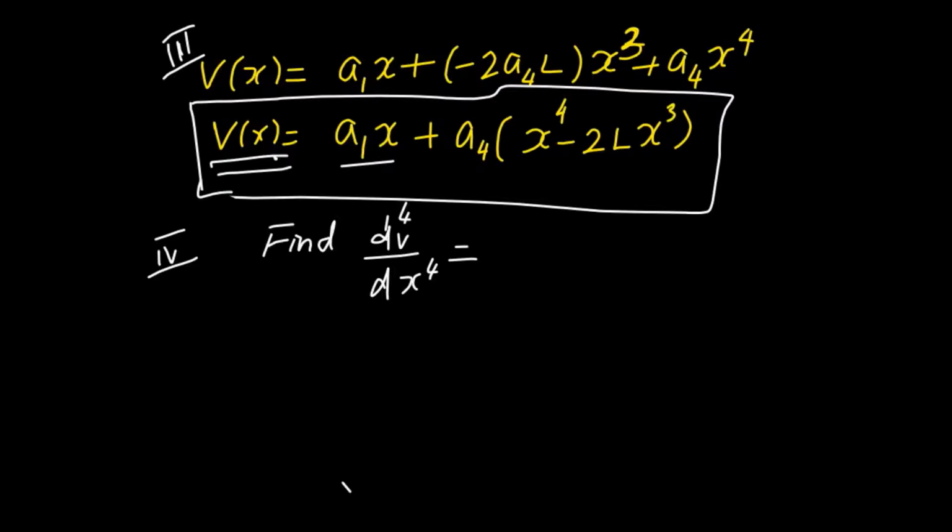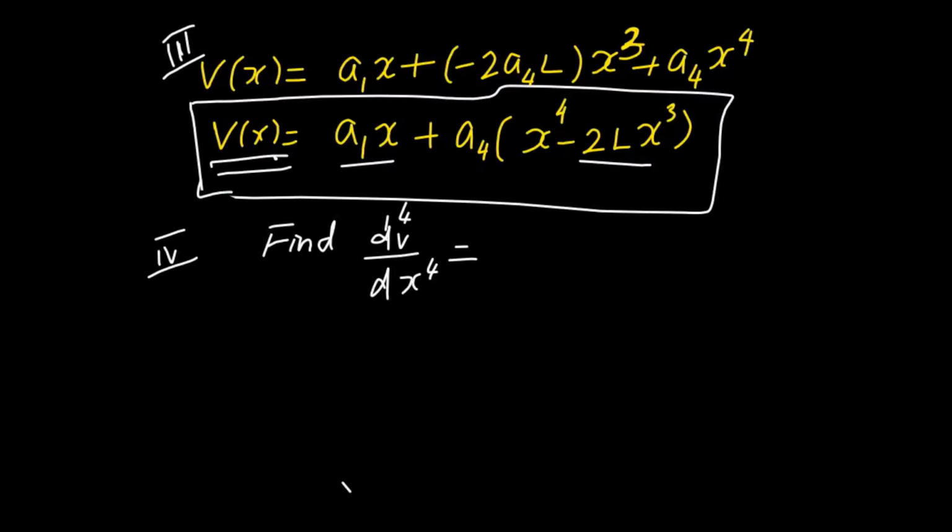If you differentiate this term 4 times, of course you are also going to get 0, because the order is 3. You cannot differentiate it 4 times. You will get 0. But what happens if you differentiate x power 4 times?